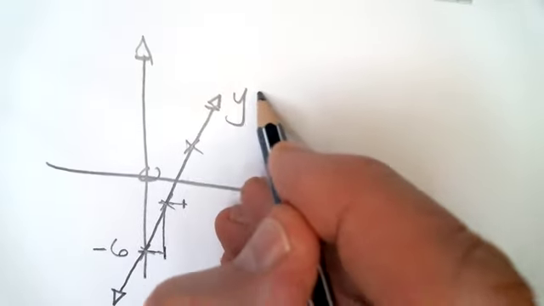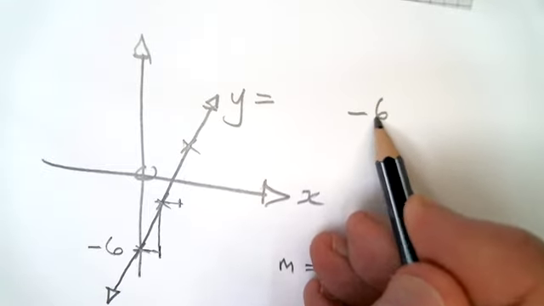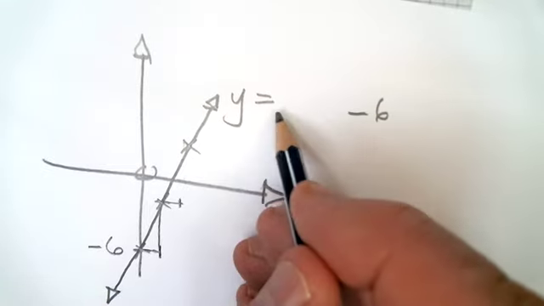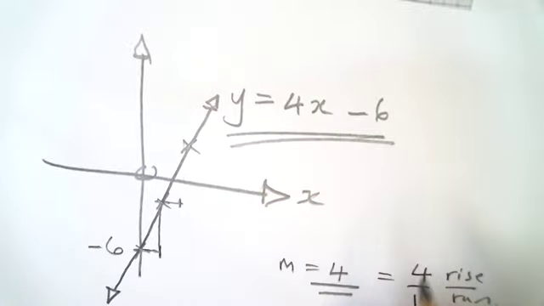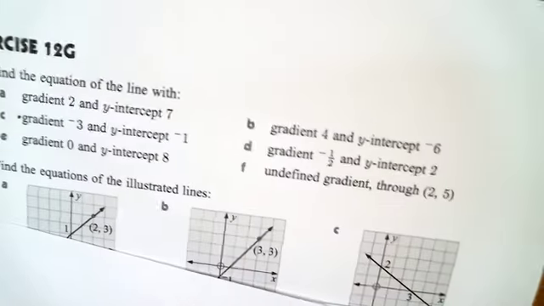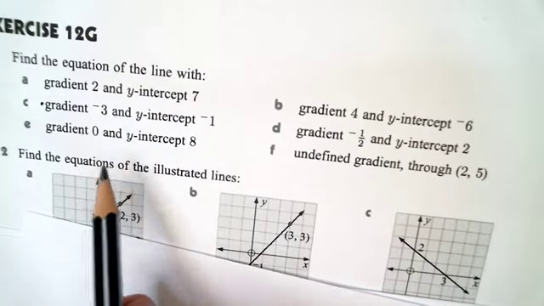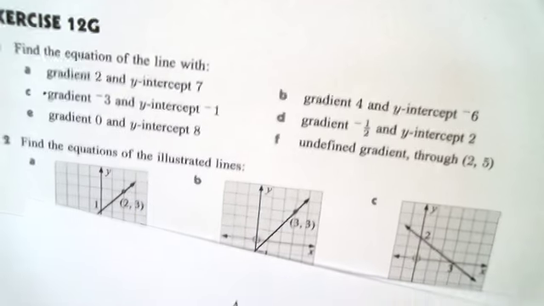Now this is going to be y equals, let's put the intercept in first, it's going to be -6. My gradient is a 4, which means it must be a 4x. So my graph is y equals 4x - 6. Let's go ahead and choose another one. I've got a gradient of 0 and a y-intercept of 8. All right, let's try that one.